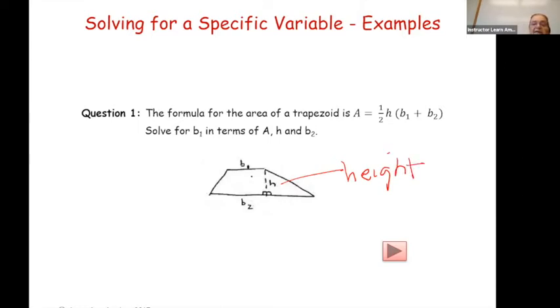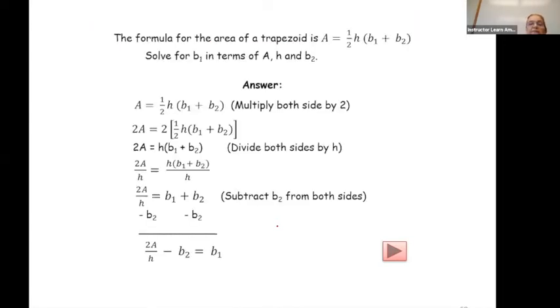Okay, and the bases are b sub 1 and b sub 2, two different bases for the trapezoid. If we want to calculate an area, and we want to find b sub 1 in terms of A, h and b sub 2, we can isolate b sub 1. It's a little bit of a complicated problem.